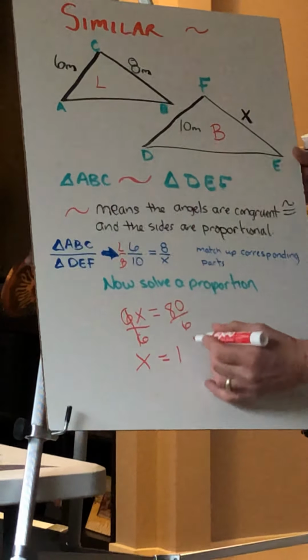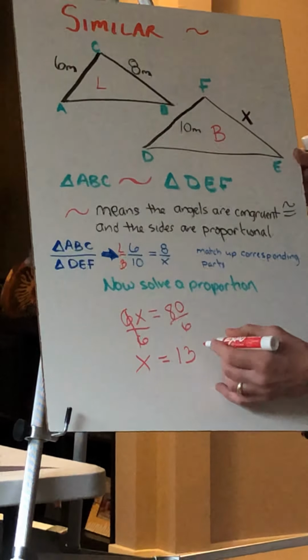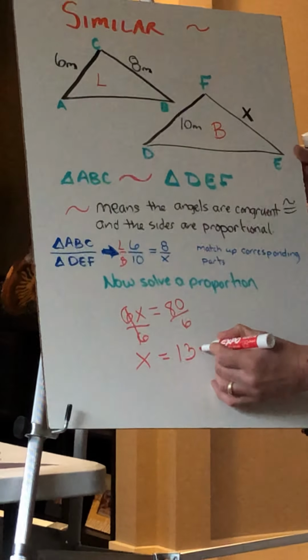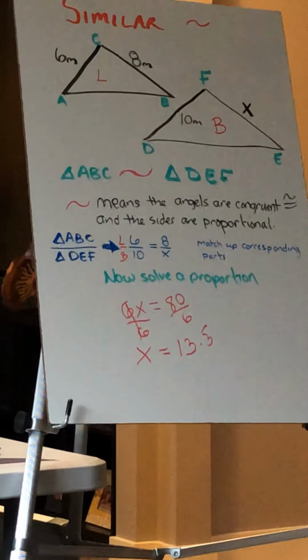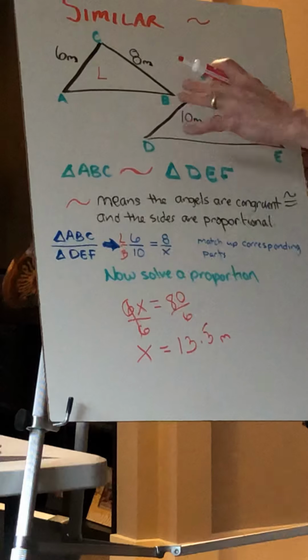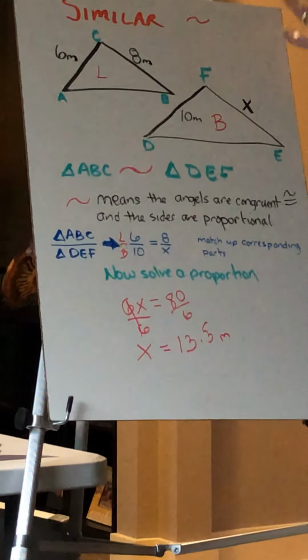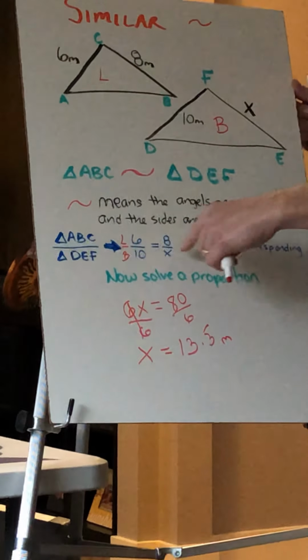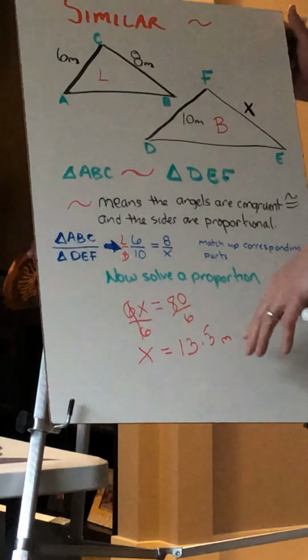And that's 20, so isn't there 3 times, that's 18. I think it's 13.3 repeating. And then that would be meters. So similar triangles, they're not the exact same thing, one's smaller or larger than the other. You got to set up a proportion, cross multiply and divide.